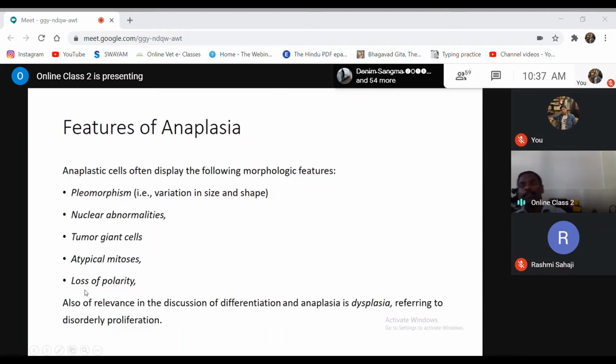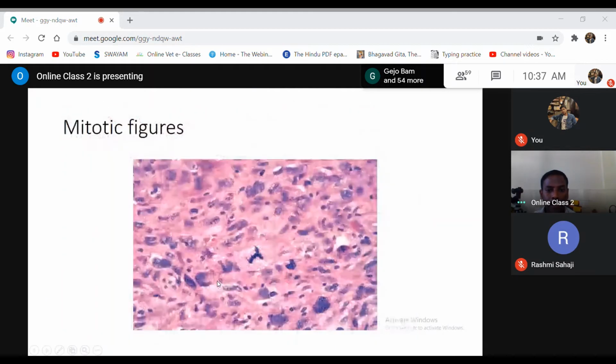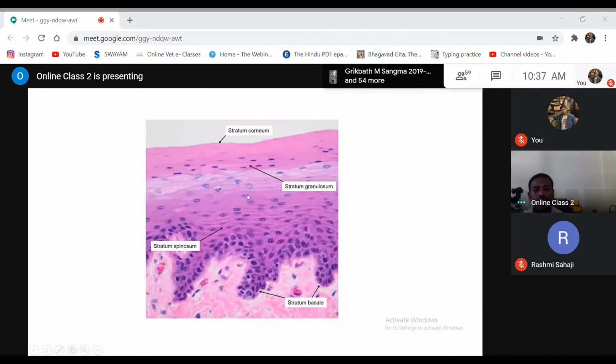Then another important feature you can find is the loss of polarity. What we mean by loss of polarity is this. See, this is a picture showing, what is this one? Anyone? What is this picture here? Epithelium. Yes, it is actually the epithelium.